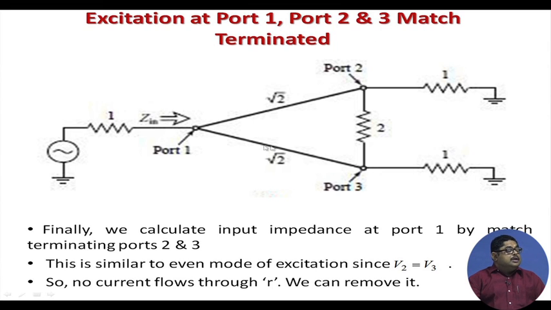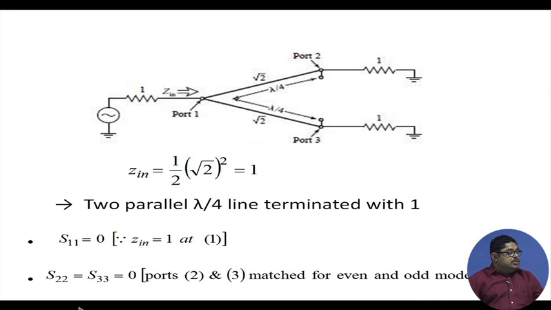If we do that, then again, due to symmetry, I can say that the voltage here and the voltage here will be the same. So, there is no current through this resistor, and that is why we can take it out of the circuit, and this is actually similar to the even mode of excitation. So, no current flows through it, and then we calculate the S parameter values.